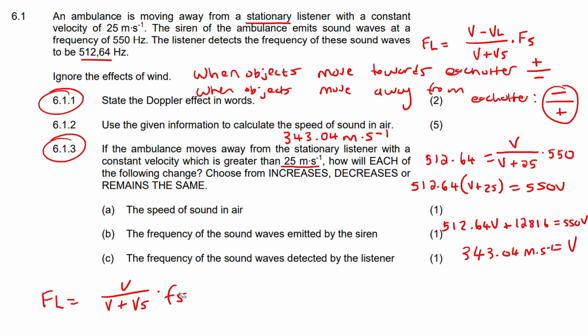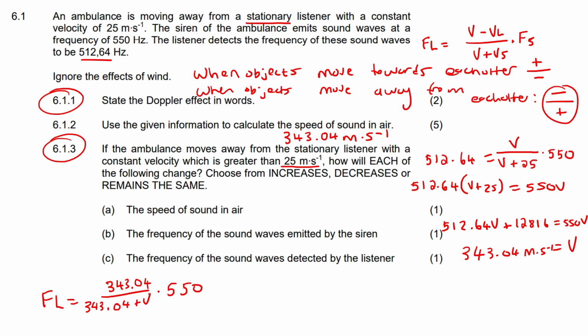But that won't change what the siren does. The siren makes 550 no matter what. That won't change the speed of sound in air. That is a constant value for a specific scenario. Whether they drive faster or slower, sound moves through air at a certain speed based upon the environment that they are in, the temperature, the pressure of the air. It's got nothing to do with the speed that the vehicles are moving.